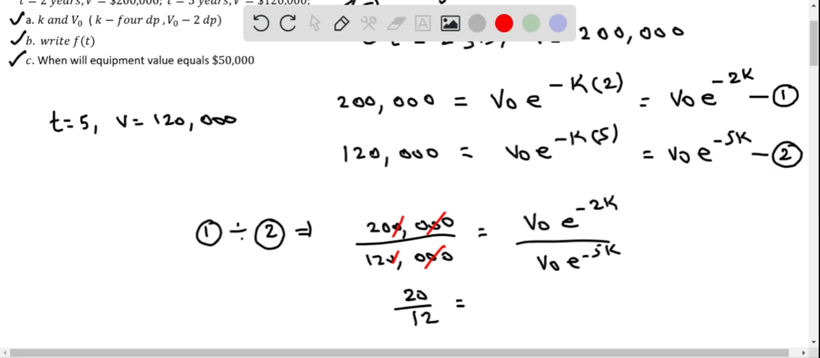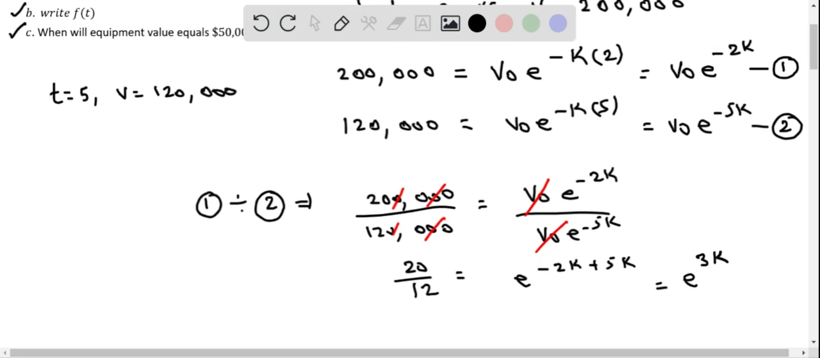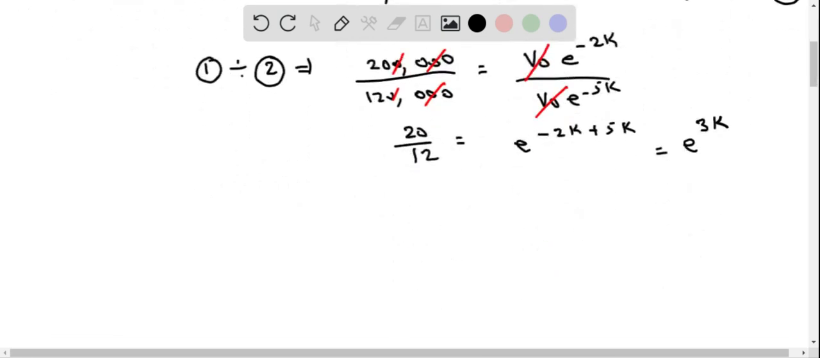On the right side, I can cancel the V naught, and using the power rule, I can simplify this as e raised to the power of minus 2k plus 5k. So plus 5k minus 2k is basically 3k. So this becomes e raised to the power of 3k. So we now have this equation, 20 divided by 2, this can simply be written as 10 by 6 equals e raised to the power of 3k. So we have this equation. We have to solve this for k.